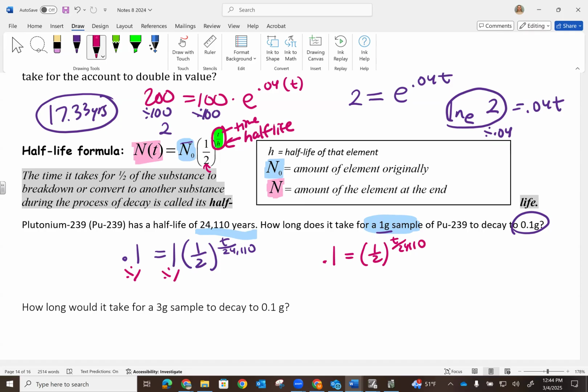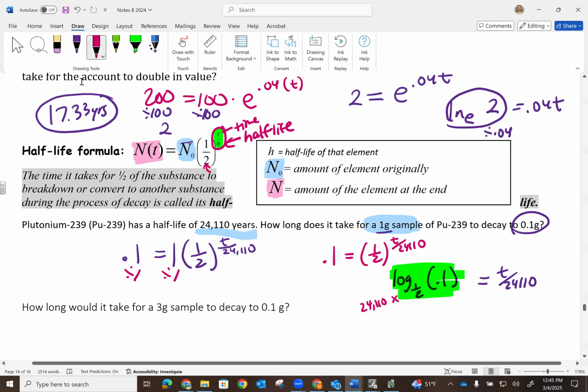Okay. And then we've isolated the exponential factor. So we're going to switch forms to solve it. So we're going to do log base 1/2 of 0.1 equals T over 24,110. And what you're going to do is plug this into your calculator. And then when you're done getting the answer, you're going to multiply both sides by 24,110.